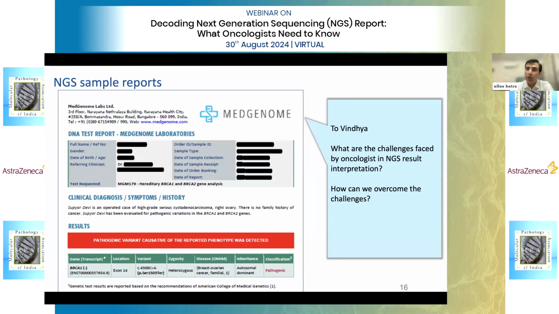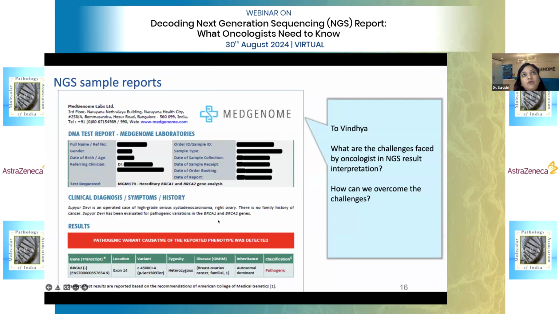Any other challenge besides VUS? When there are co-mutations. Correct. Some rare ones, like there is a ROS mutation, not a fusion, or an ALK mutation. Sometimes you do get these challenges. And so, let's say Dr. Suruchi, how can we overcome these challenges that the oncologist faces?